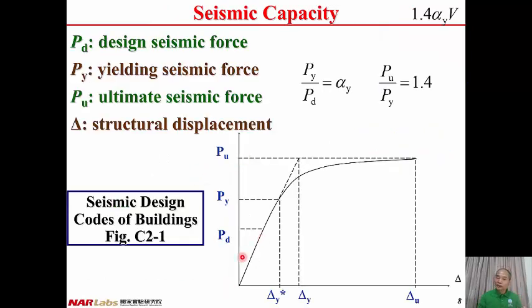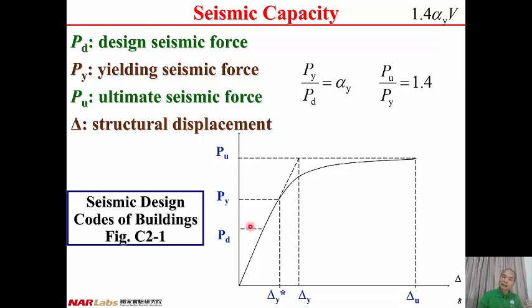And here is the force displacement relationship of a structure, of a building under earthquake. And this figure is taken from the seismic design codes of building, figure C2-1. When the displacement of the building is small, it's linear. There's a linear relationship between the force and displacement. When the displacement becomes larger and larger, the stiffness of the building becomes smaller and smaller.